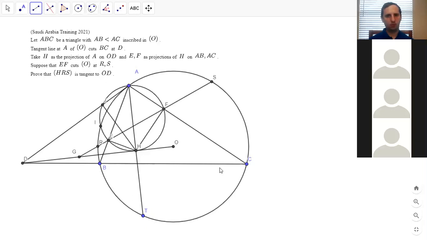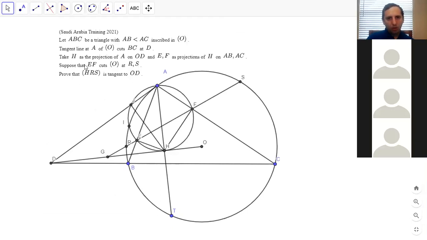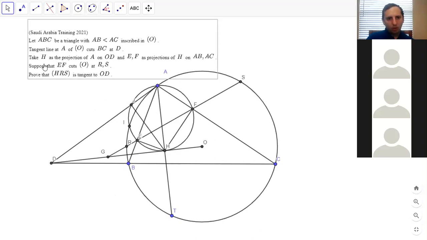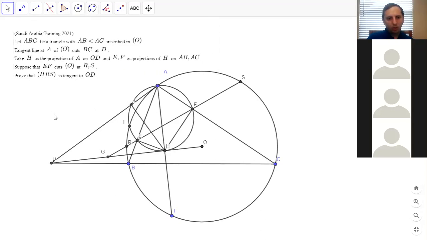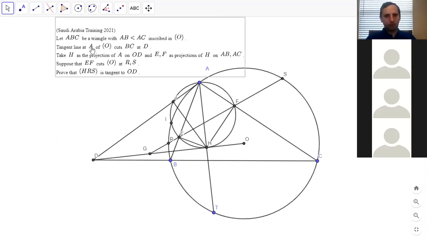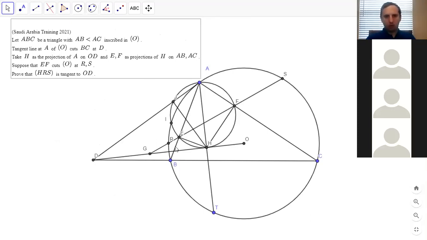Michael, I think you solve this. Okay. So the quadrilateral ABTC is a harmonic quadrilateral, right? Right. So if we project it onto the little circle, through H and F, JEHF is harmonic, right? Right. So therefore, EF cuts the tangent at H.